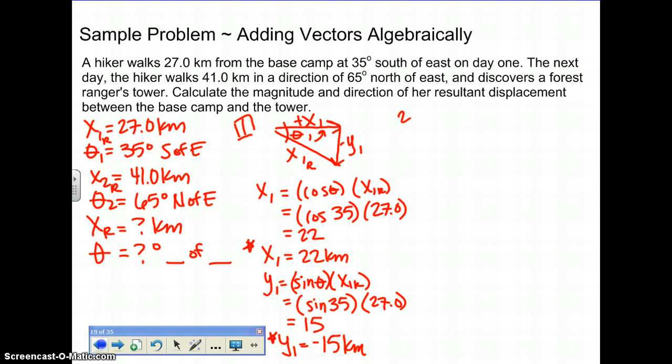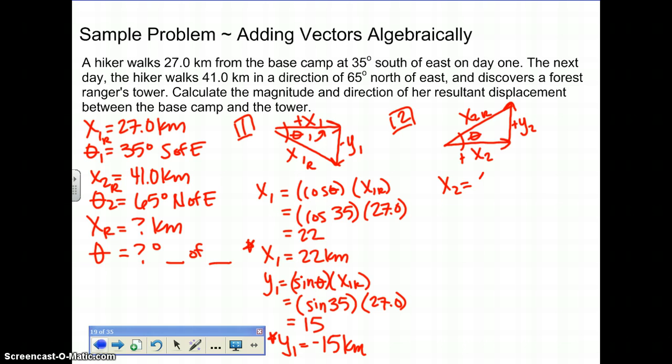Okay, let's look at day 2 data. Day 2 here then is you went north of your eastern line. So you went east and then north. Throw in your theta, throw in your x2r, solve for x2, which is going to be positive, solve for y2, which is going to be positive. This once again is an example of a bow tie triangle.